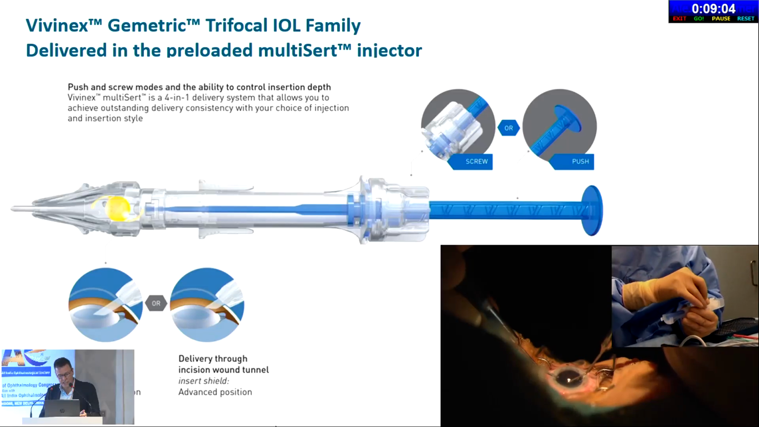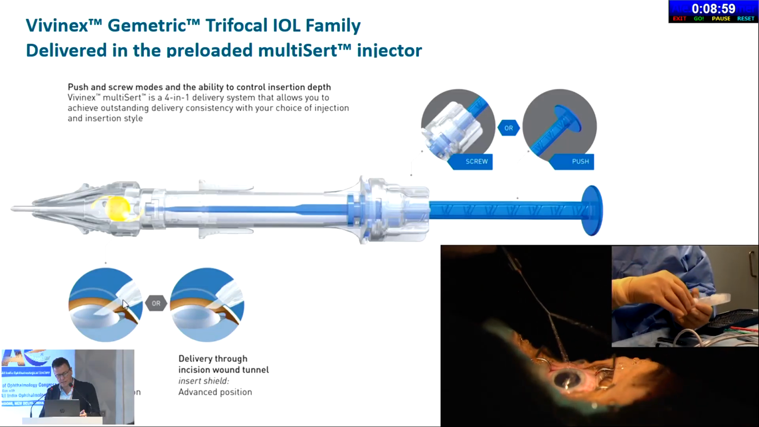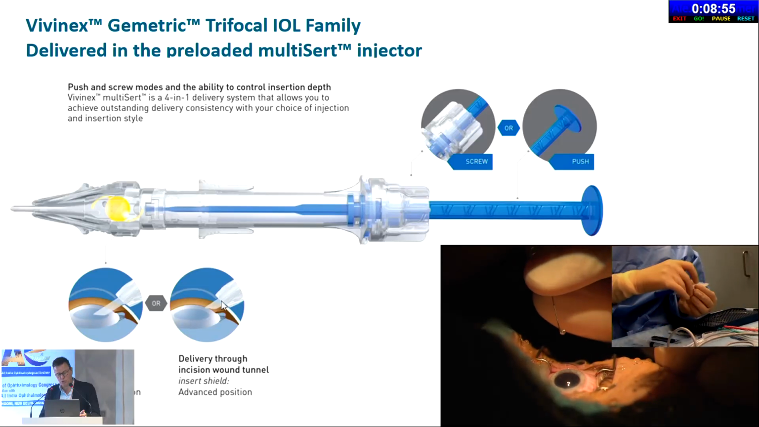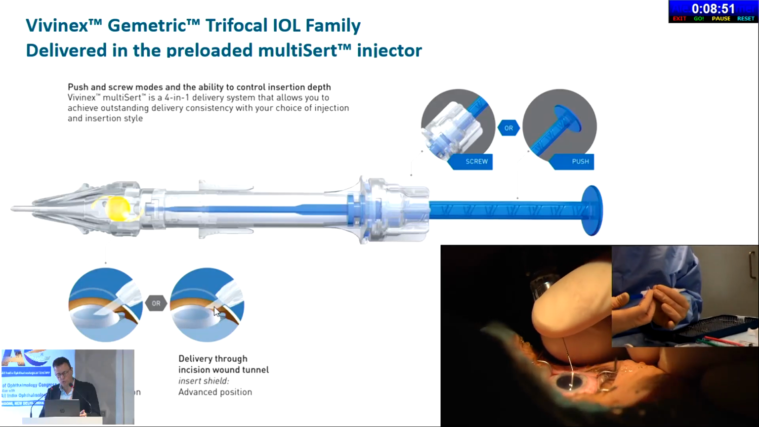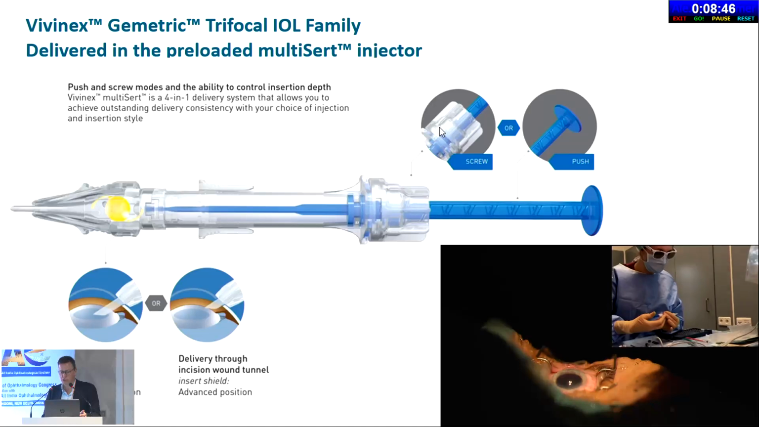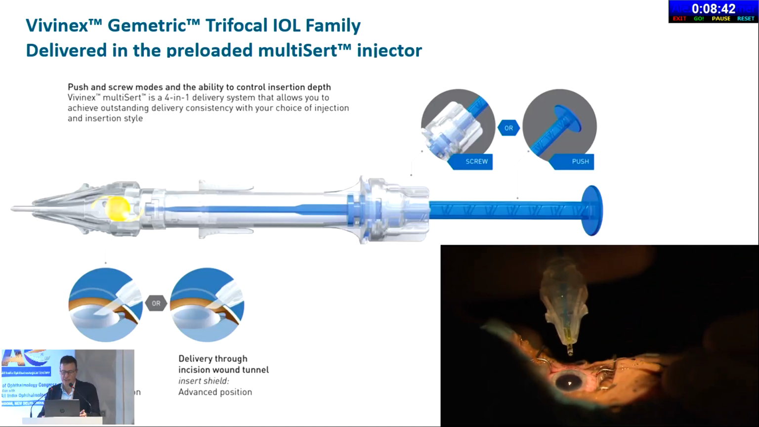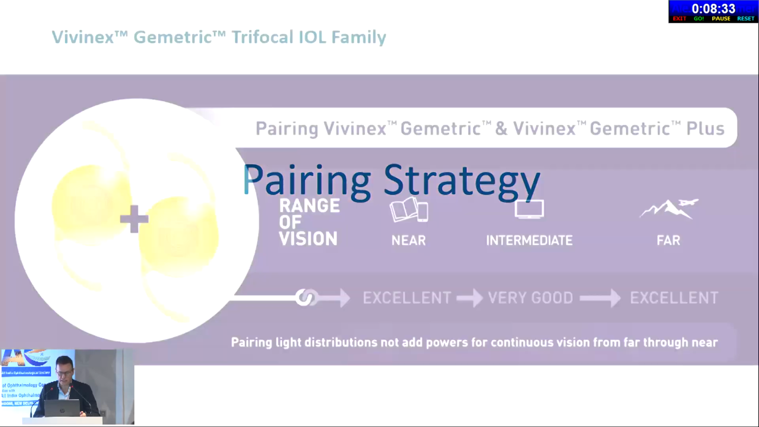You can see here that you can have the nozzle retracted, so you can deliver the lens in the bag, or you can put the nozzle forward, so you only enter the corneal wound, for those who want it. You have a screw part for those who love it, or a push part. It's up to you to decide how to deliver this lens in the bag. Now, what is so special about it? It's the pairing strategy, and it's completely different than mix and match.